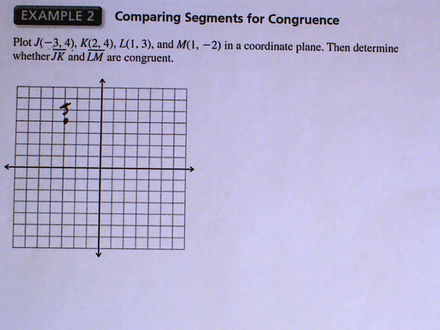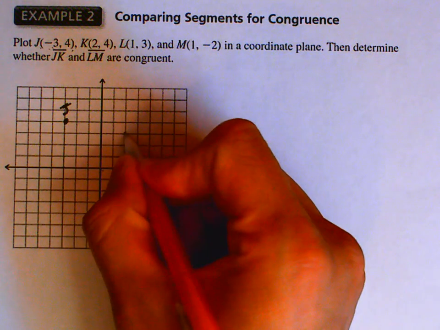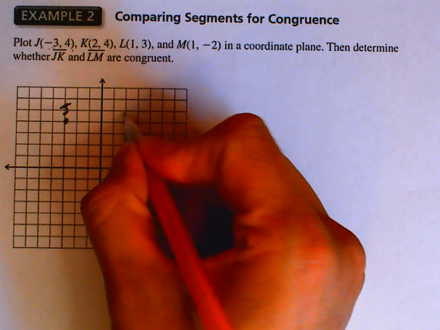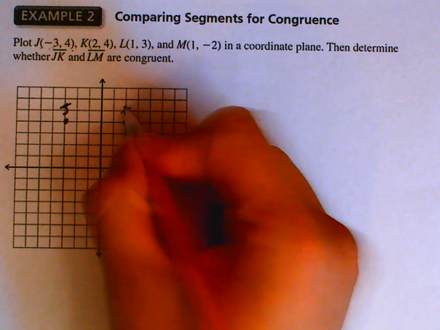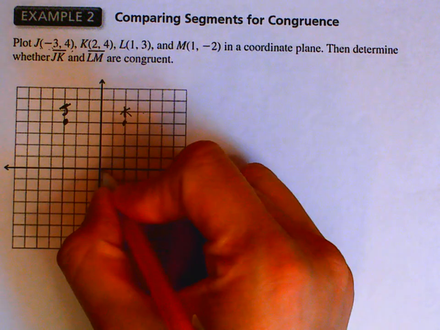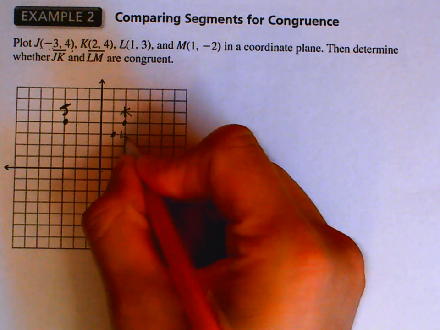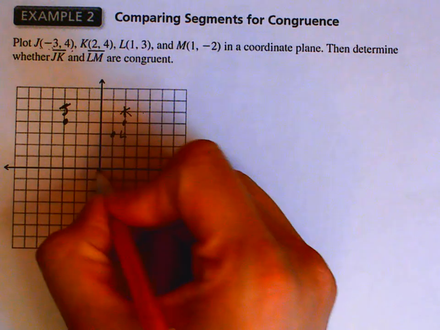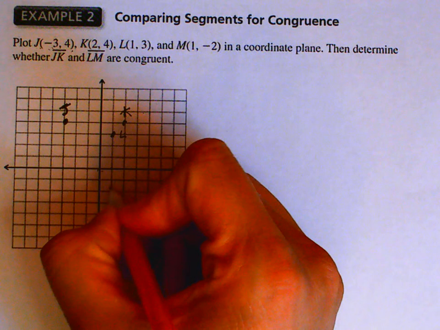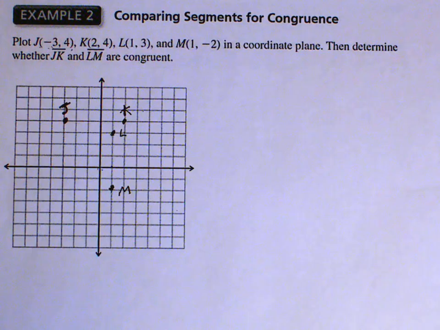The next one is (2, 4). 1, 2, 1, 2, 3, 4. And that is K. Always use uppercase letters when you are plotting points. Then (1, 3). 1, 1, 2, 3. That is L. And then the next one is (1, -2). That is M. So now they want to know, are JK and LM congruent?